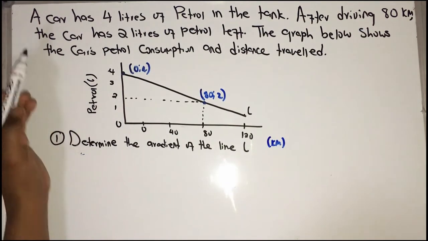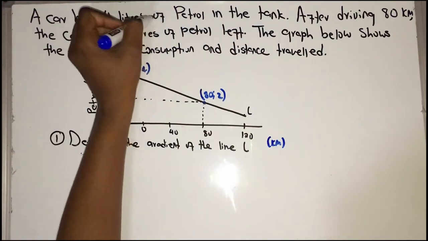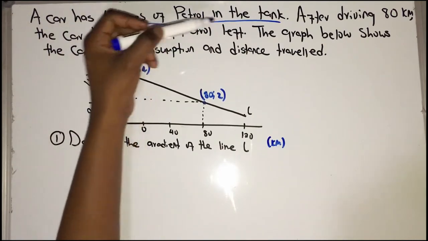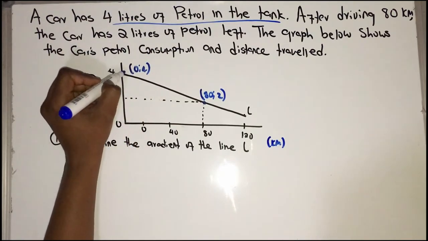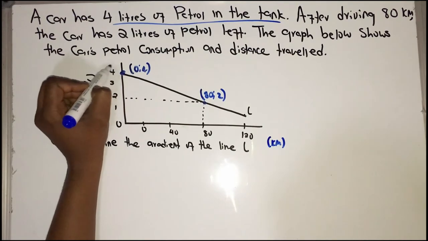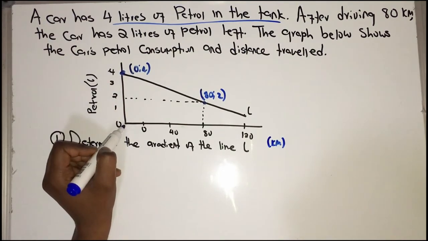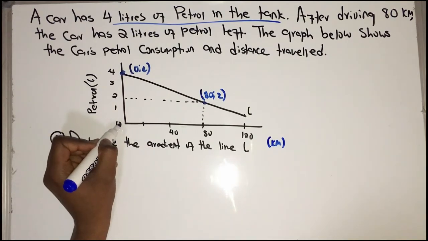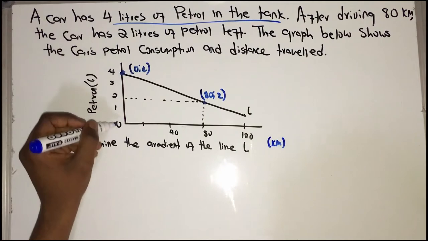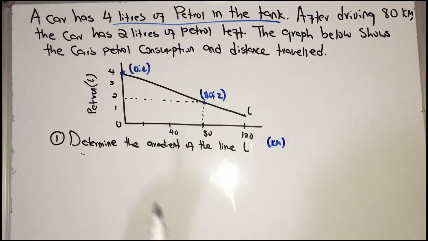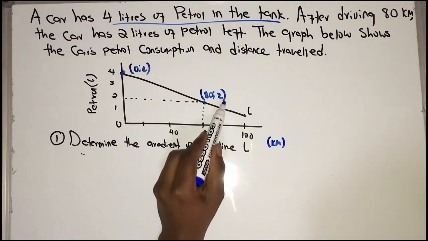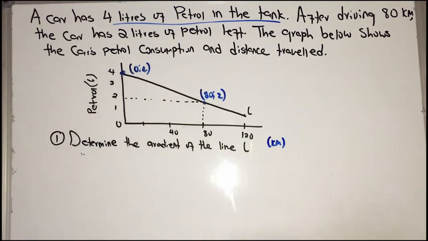So the first point is the car has 4 liters of petrol. So that's 4 liters when the distance traveled is 0. Okay, when the distance traveled is 0. Again, after traveling 80 kilometers, petrol is now 2 liters. So those are the points we're filling in.